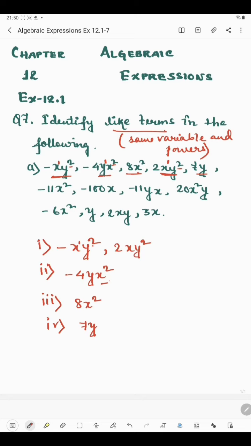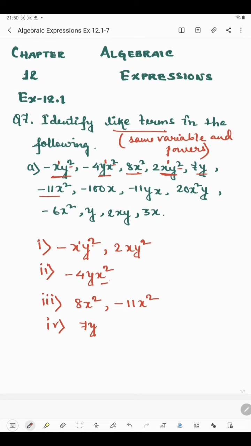Okay, now our next term is minus 11x square. Now we'll check if x square term is present or not. See here, x square term is present. So we'll put minus 11x square with 8x square because these are like terms. So we'll write minus 11x square with 8x square.